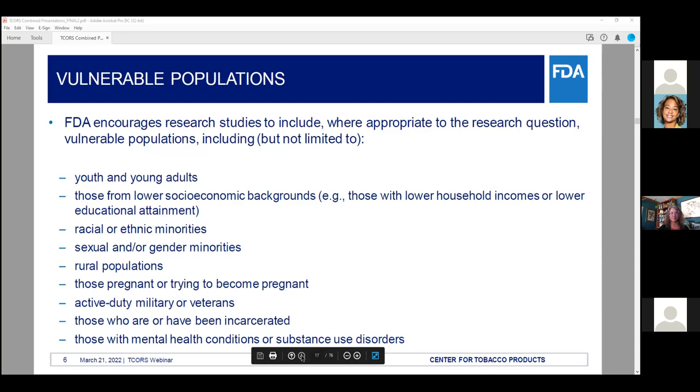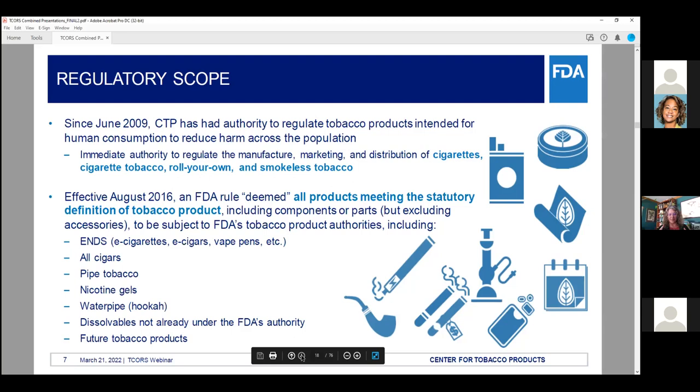Again, this is familiar to some of you, but for everyone, just a reminder that the Center for Tobacco Products is a relatively new center at FDA. It was established in 2009 with the signing of the Tobacco Control Act. At that time, it gave FDA the authority to regulate cigarette tobacco, roll your own, and smokeless tobacco. Then in 2016, FDA extended that through what we call the deeming rule to include all products that meet the statutory definition of a tobacco product.